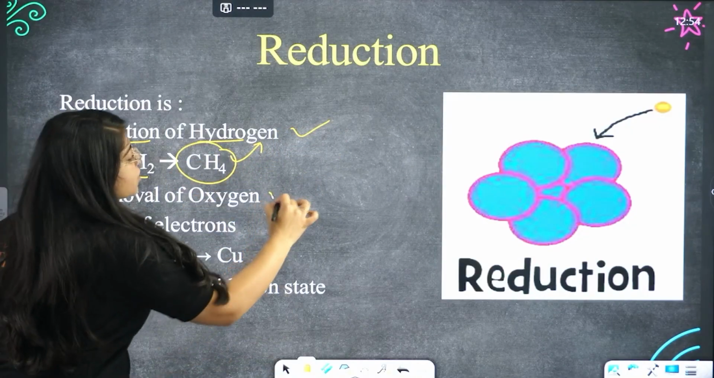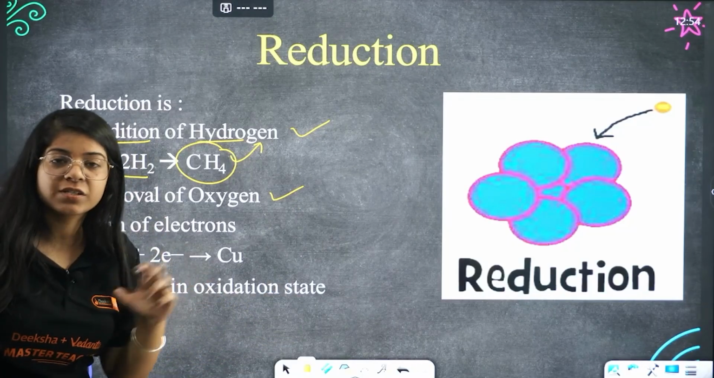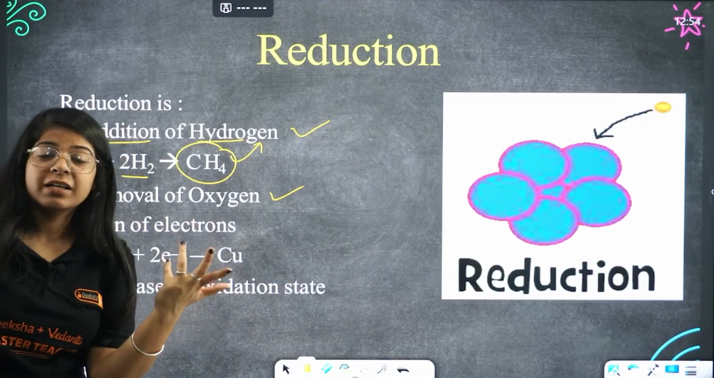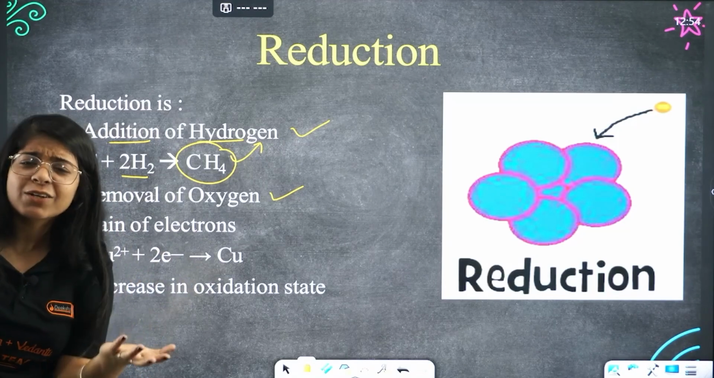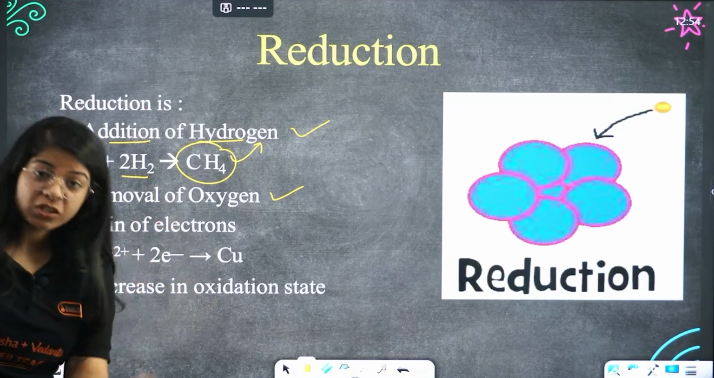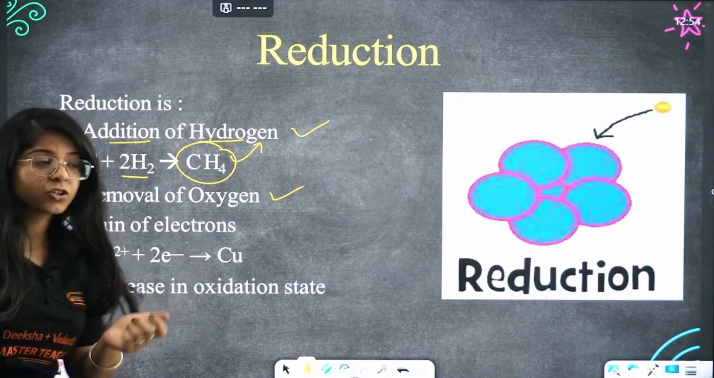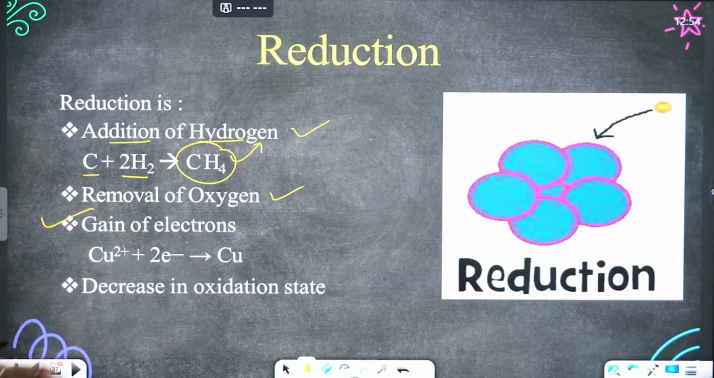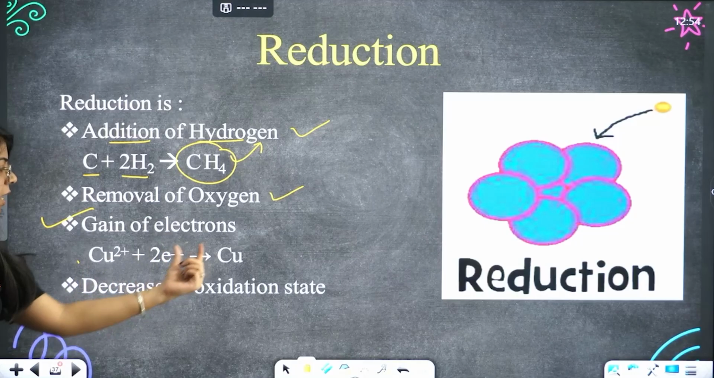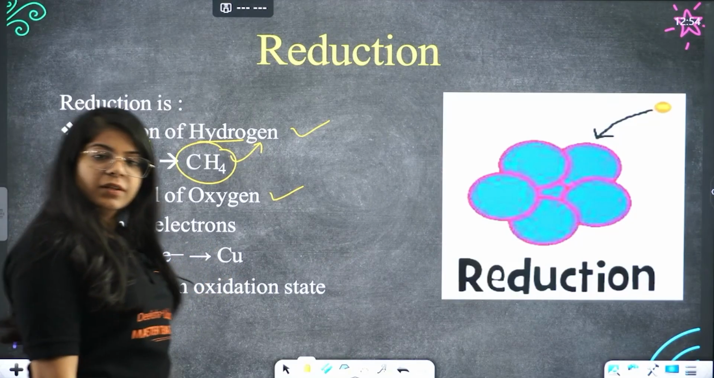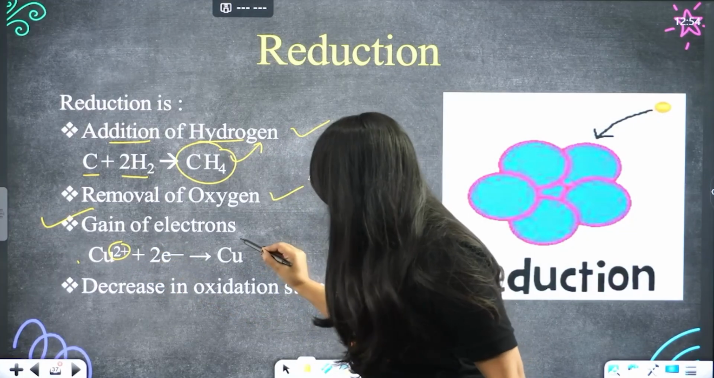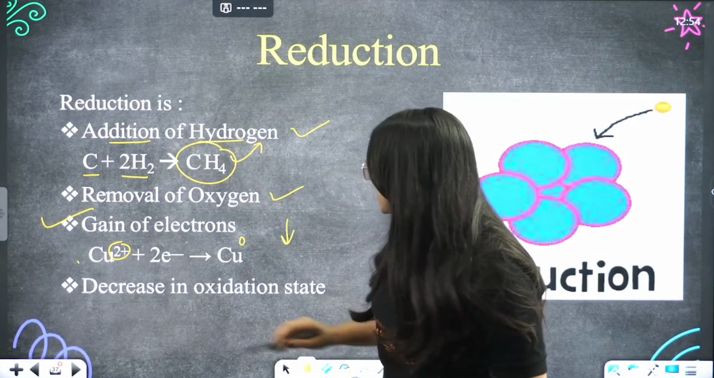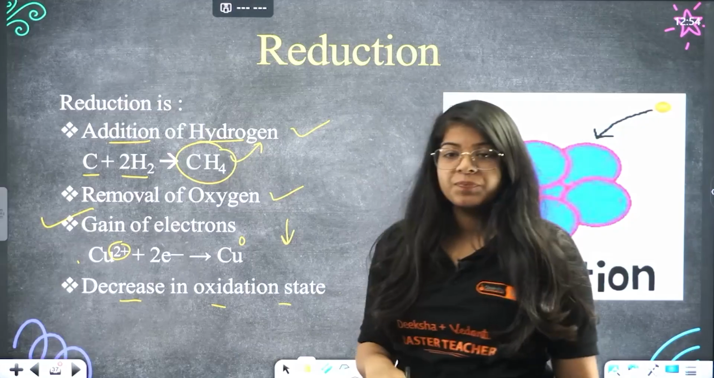Removal of oxygen, whenever H2O, we did electrolysis, H2 and O2 become separate, that is a redox reaction. But whenever hydrogen is added or oxygen is removed, that is called a reduction reaction. Then gain of electrons, Cu2+. Now Cu was plus 2. To make it neutral, we added 2 electrons and that becomes Cu. Done. Here the oxidation state was plus 2, here it is 0. So the oxidation state decreases.